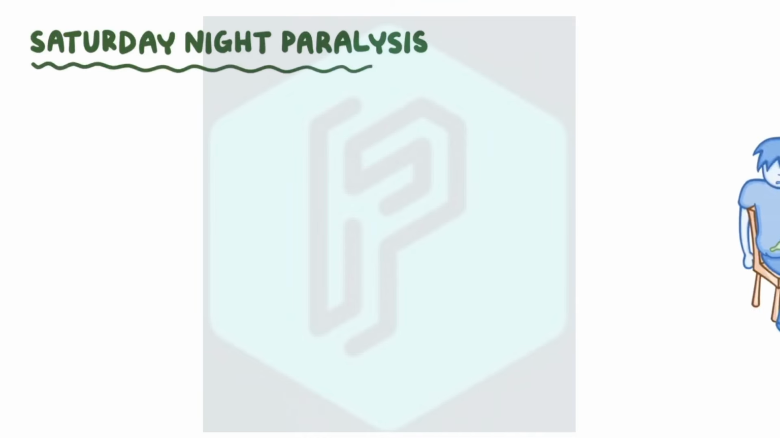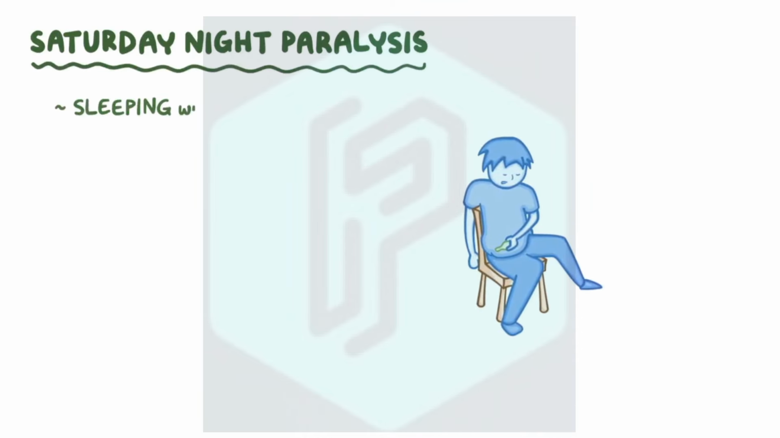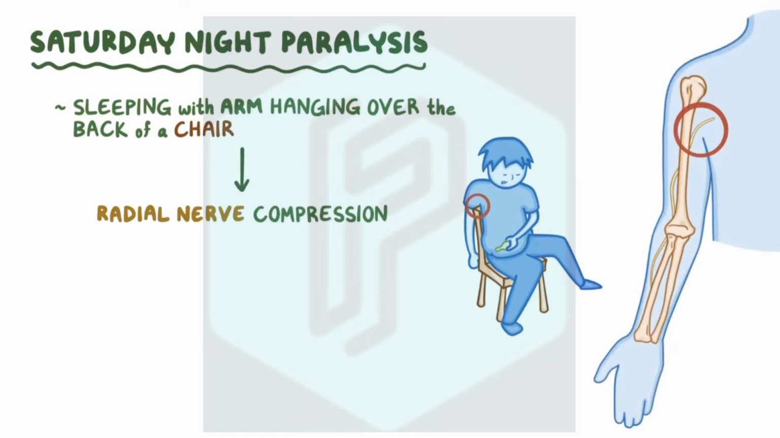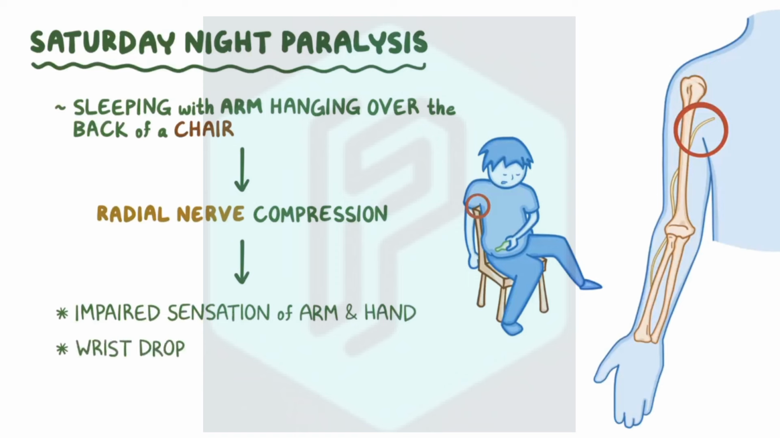There's a term, Saturday night paralysis, which is where an intoxicated person falls asleep with an arm hanging over the back of a chair, and this can compress the radial nerve. So, when the person wakes up, they may complain of impaired sensation of the arm and hand, as well as inability to extend the wrist and fingers, which is called wrist drop.